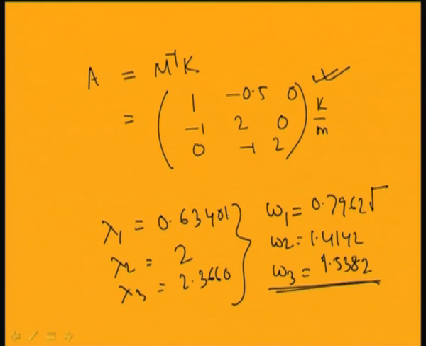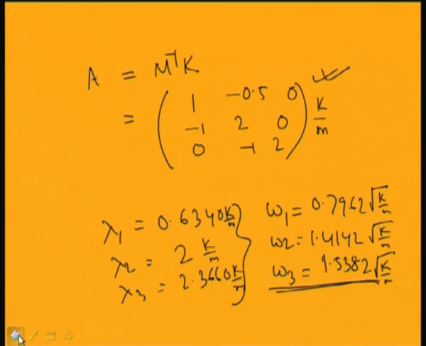In all these cases it is root over K by M, so this problem you can solve. Now, you can find this phi by substituting into A minus lambda I, and finding the adjoint of A minus lambda I by substituting the lambda value, you can get the modal matrix.